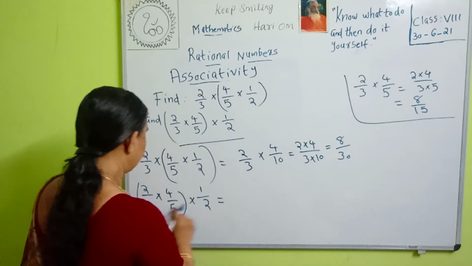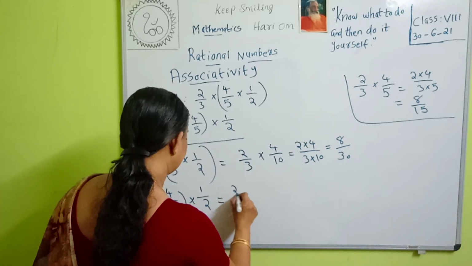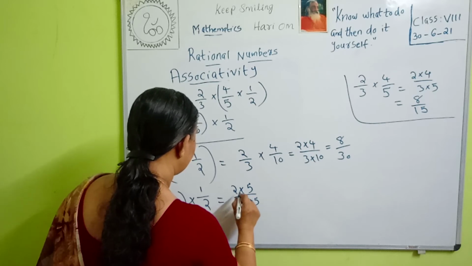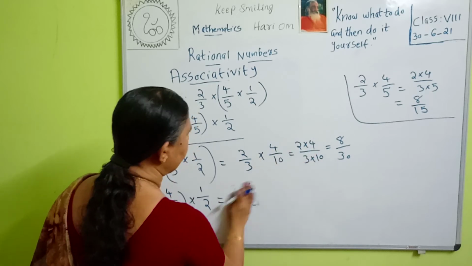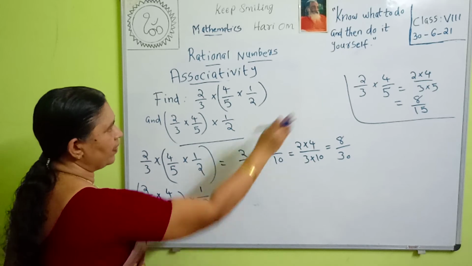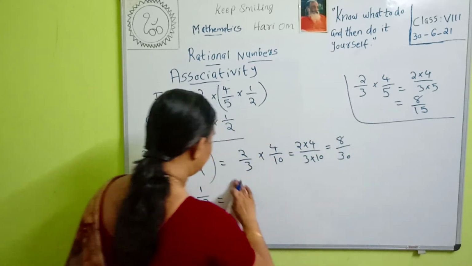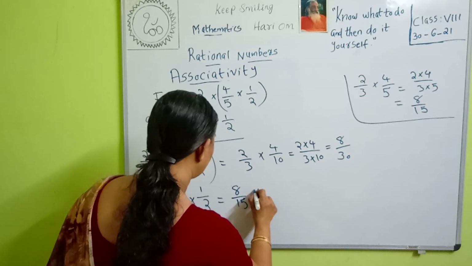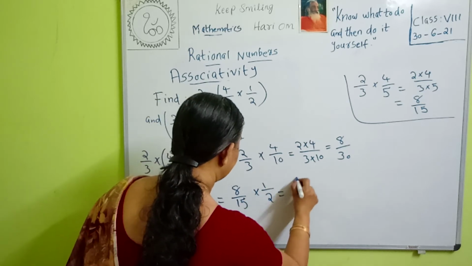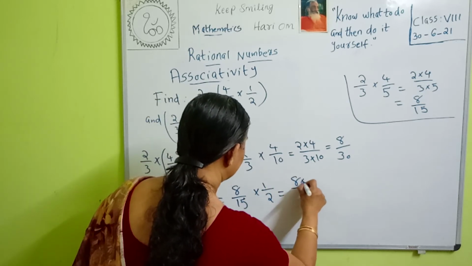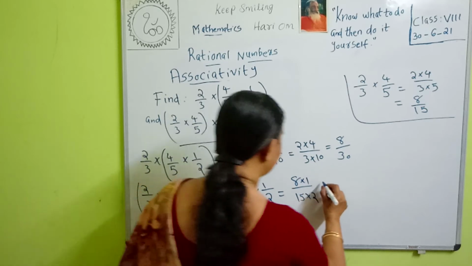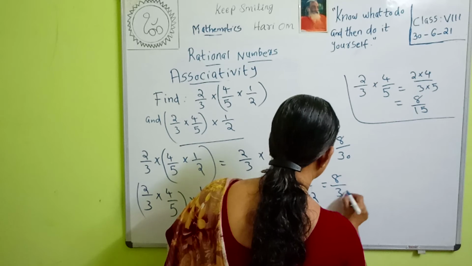So, instead of this, we write 2 × 4 by 3 × 5, or we can write the answer here. The 2/3 × 4/5, we do it here. Then we can write the answer here: 8/15 × 1/2. That is equal to 8 × 1 by 15 × 2. What is it? It is equal to 8/30.